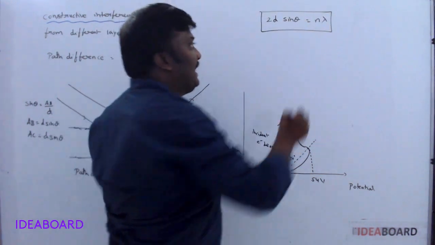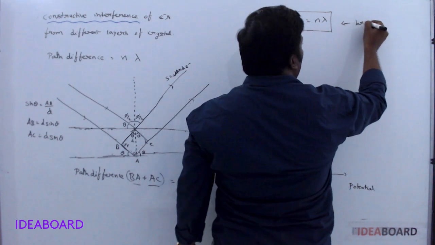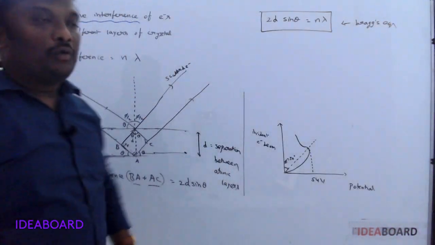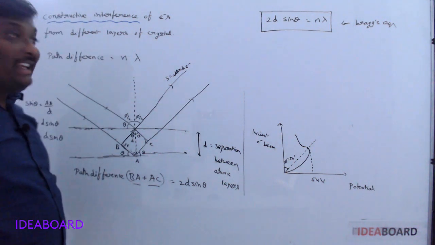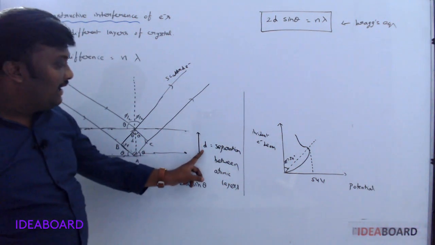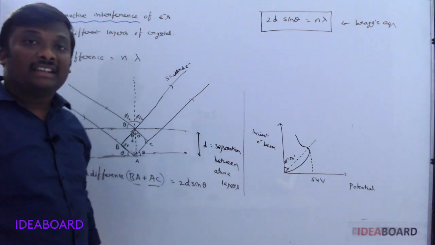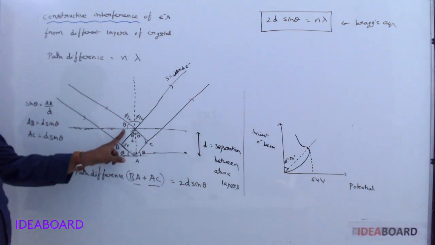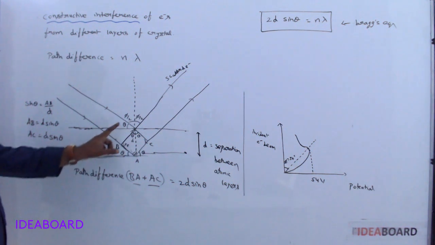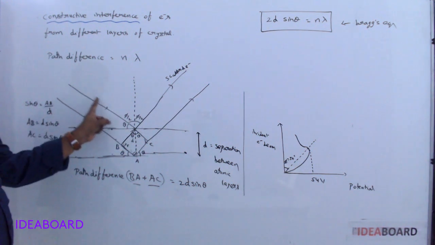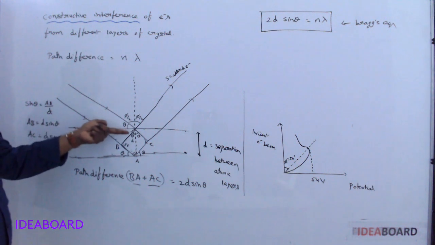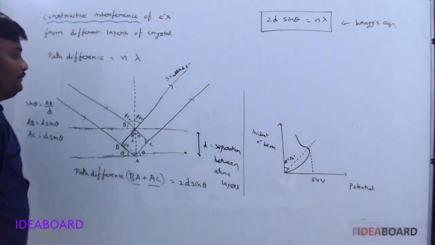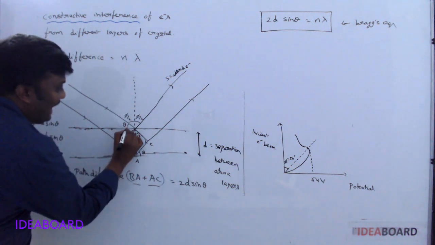We learn it as Bragg's equation. 2d sine theta is equal to n lambda. Here what is d? d is the separation between the atomic layers, and theta is this one, not the phi. Keep in mind, theta is the angle between the incident ray and the atomic layer. Okay, so what is the value of theta?